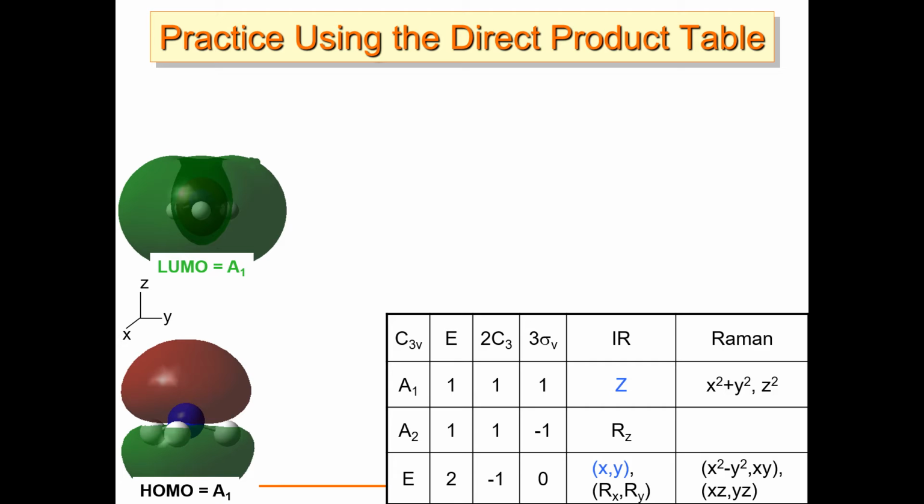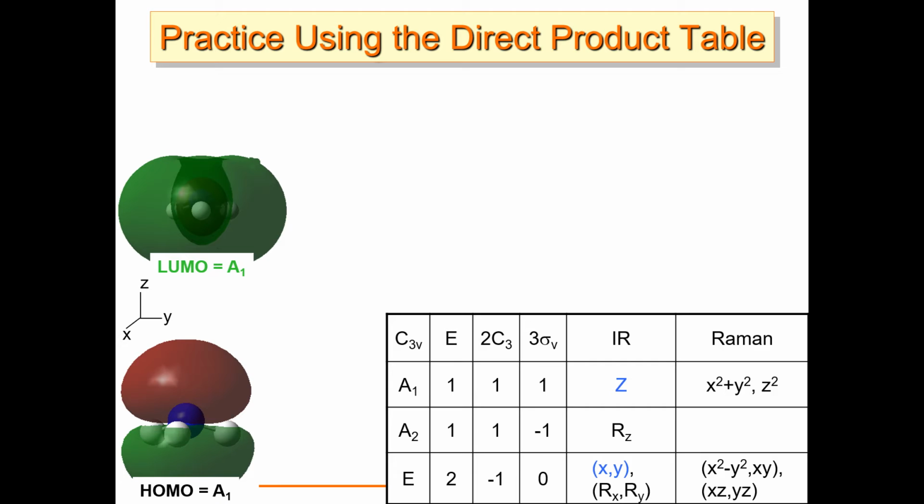And so you have this oscillation in the electron cloud, and that's the symmetry axis of ammonia, so that's the z-axis. So that oscillation has the same symmetry as z in the character table. So you find z, come over to the left, that's A1.